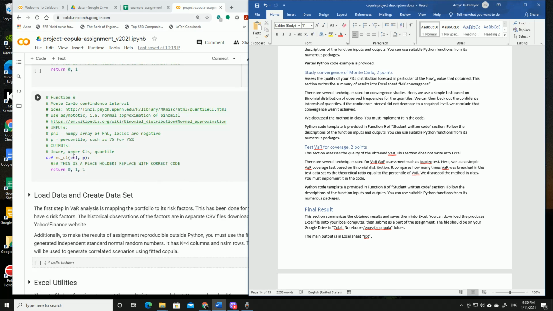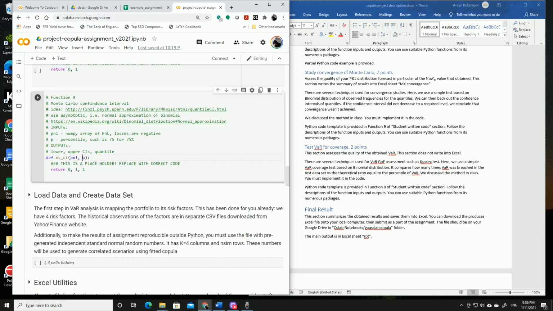All you need to do is to provide the PNL and the percentile. In this case, if you were using the 75th percentile, you would provide 75 here, and the PNL variable is just your PNLs under each scenario. Having these two quantities, one array and one number, you should be able to produce the confidence interval. Again, we will cover this during the class. For this, you're getting 2 points. There's a little work here, so I'm giving you 2 points.